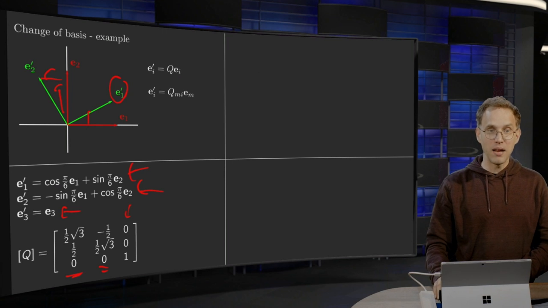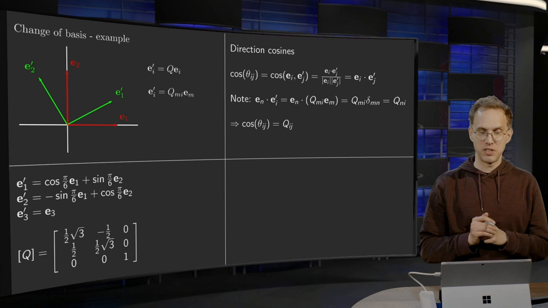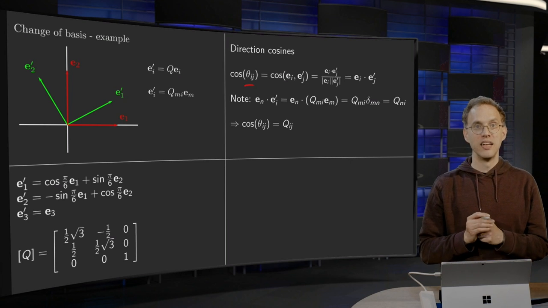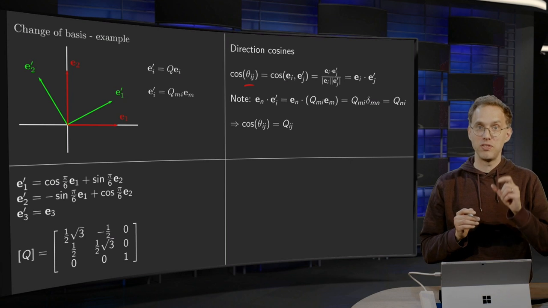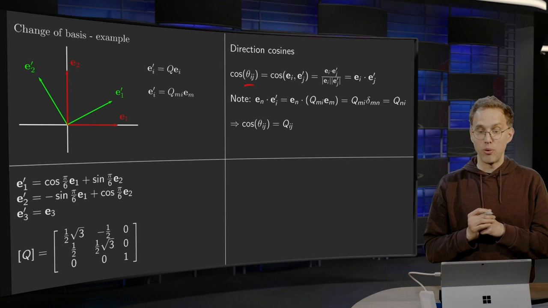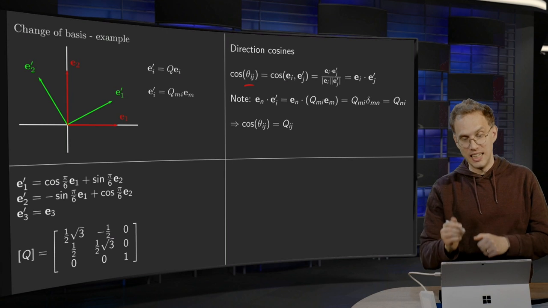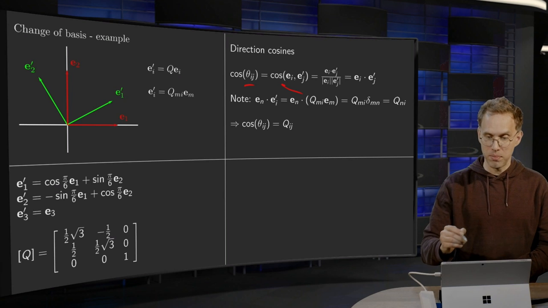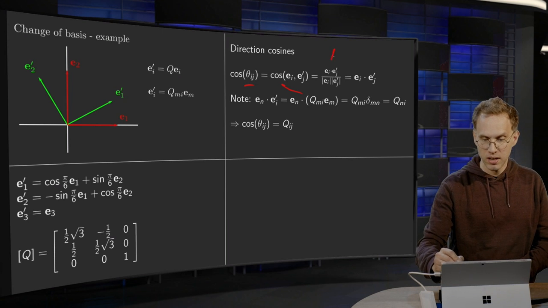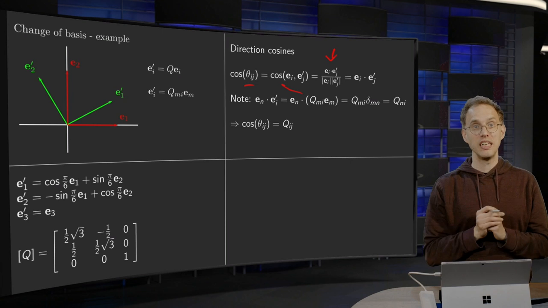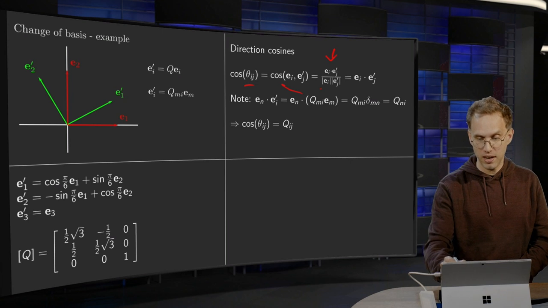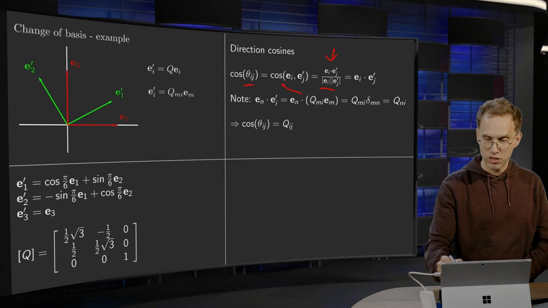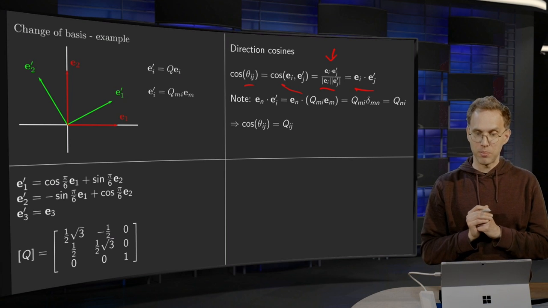Now the elements of Q have a nice interpretation. If you take a look at the cosine of theta_ij, where theta_ij is the angle between e_i, the ith old basis vector, and the jth new one, so the cosine between e_i and e_j'. We know how to compute it. It's the inner product e_i inner product e_j' divided by the lengths, and the lengths are of course 1, because we have unit vectors.